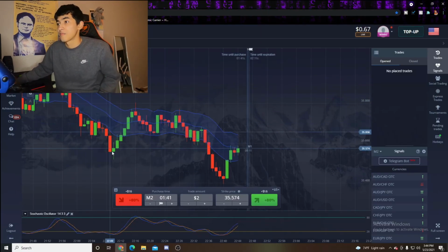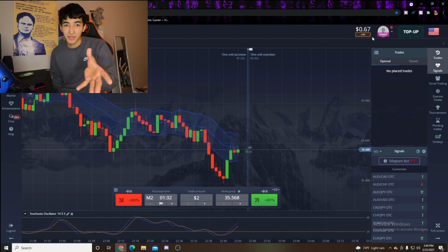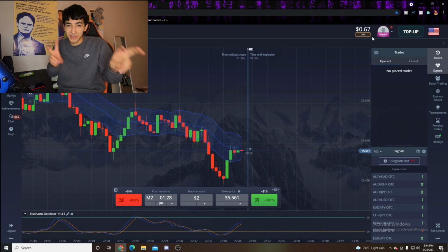Alright, so this is my Pocket Option. I know there's no money in it. I had taken out all the money because I wanted to invest in Shiba Inu coin. If you want to know what that is, let me know. Shiba Inu coin is basically the Dogecoin killer.